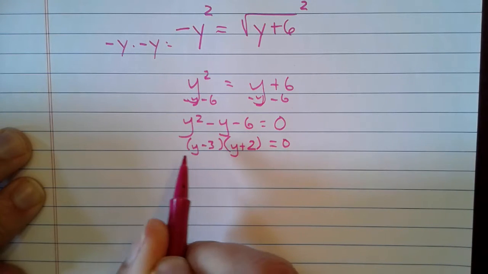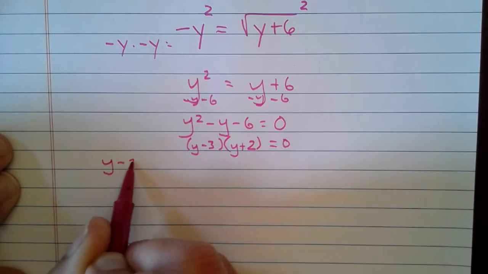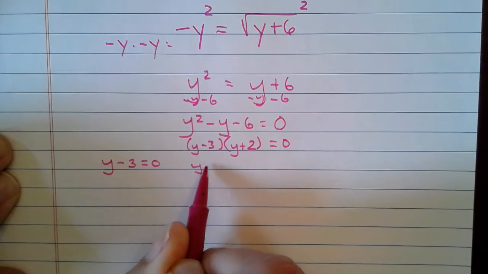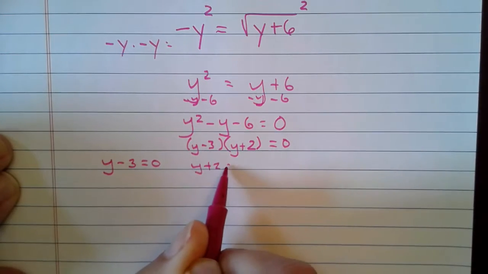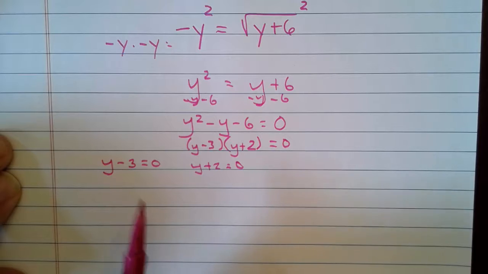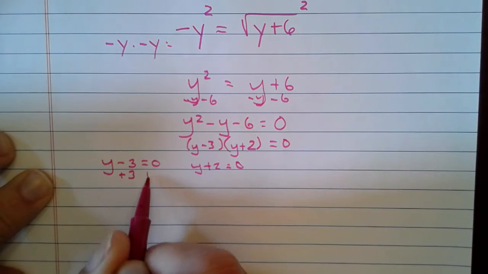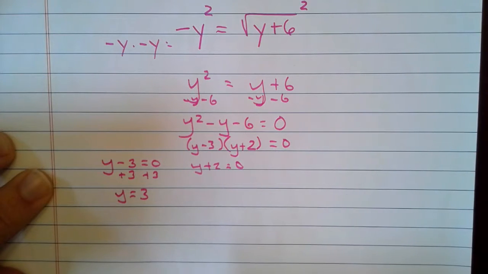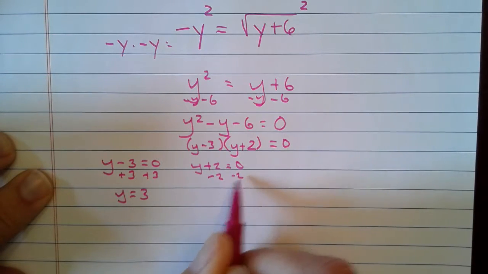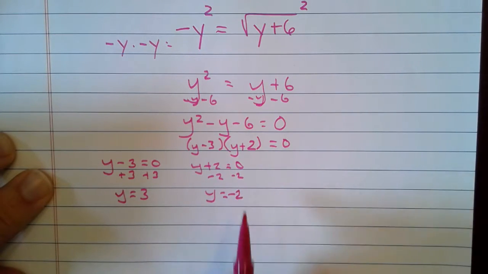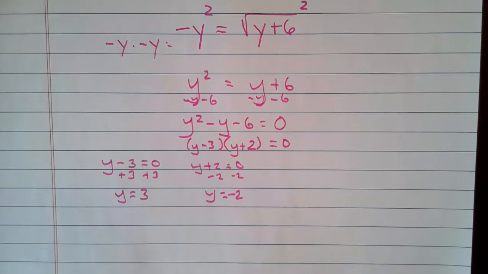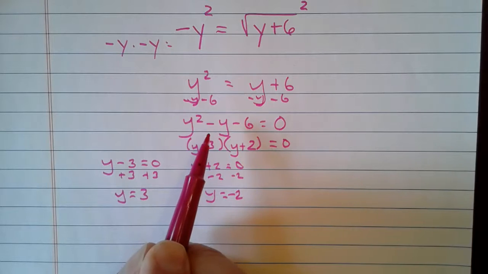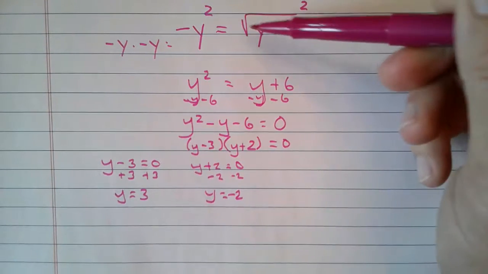So when I solve the equations, I want my first binomial to be 0, or my second binomial could be 0. I add 3 over here, so one of my solutions is 3. Subtract 2 for this equation, and one of my solutions is negative 2. Now, those are the solutions to this quadratic equation, which I did get from this radical equation.